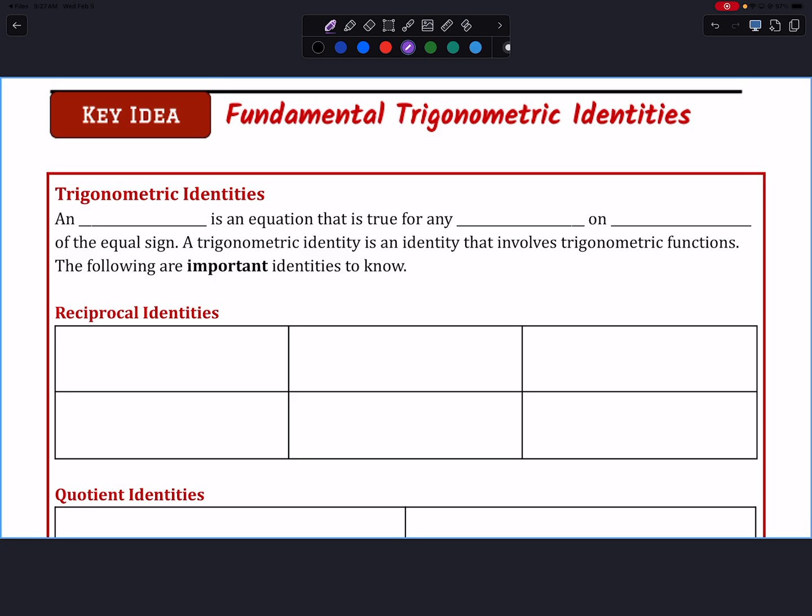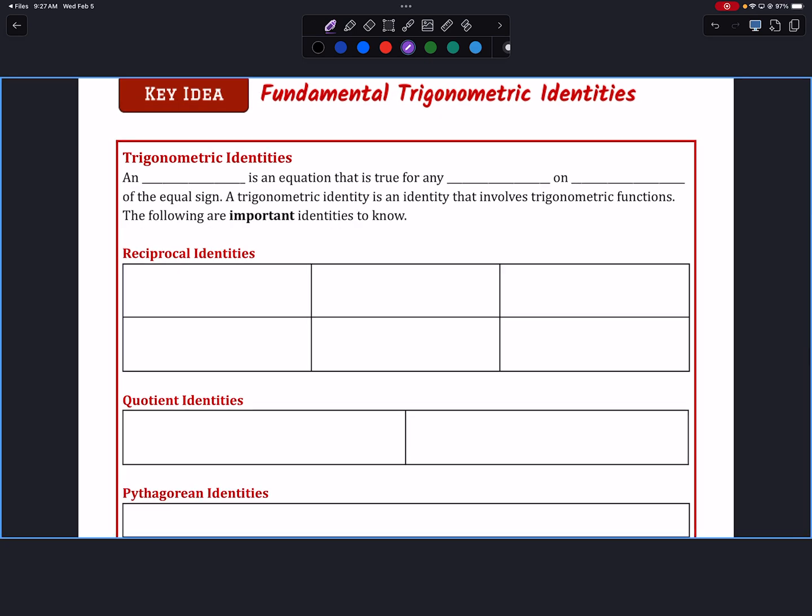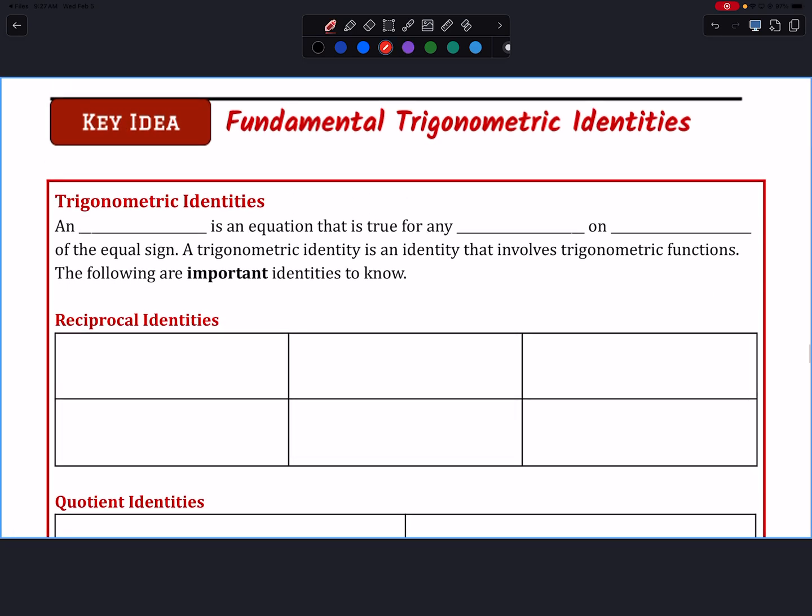So next thing we're going to talk about are some of the important identities that we need for this lesson. So for you guys, an identity is an equation that is true for any variable on both sides of the equal sign. Specifically, a trigonometric identity is an identity that just has trig functions. The following are important identities to know.